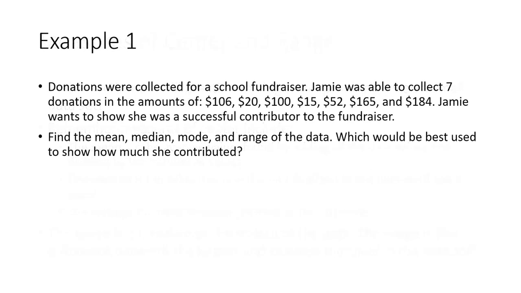So donations were collected for a school fundraiser. Jamie was able to collect 7 donations in the amounts listed here. We want to find the mean, median, mode, and range, and then determine which will be best used to show how much she contributed. So to find the mean, we're just going to add up all the values, 106 plus 20 plus 100, and then divide by 7.